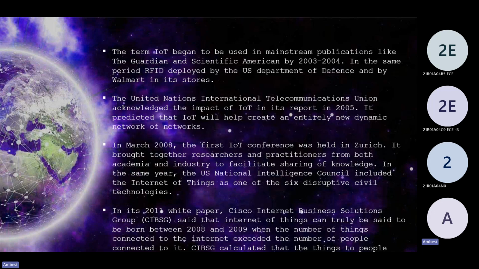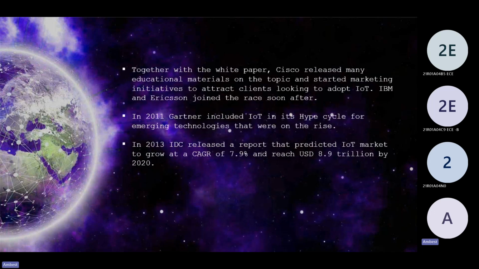So this thing called the white paper, which they brought up in 2011, the CISBG said that IoT was truly born between 2008 and 2009, when the number of things connected to the internet exceeded the number of people connected to it. By calculating this ratio, they found it was 0.8 in 2003 and 1.84 in 2010.